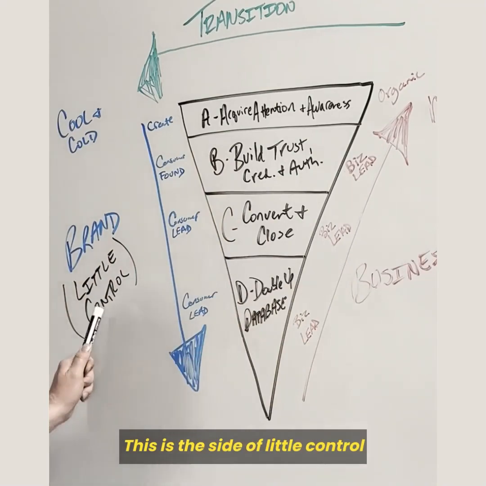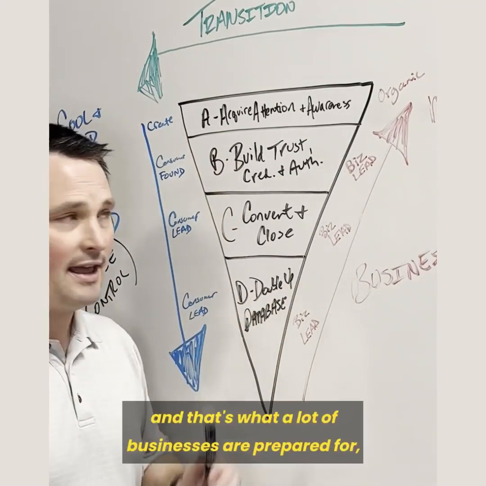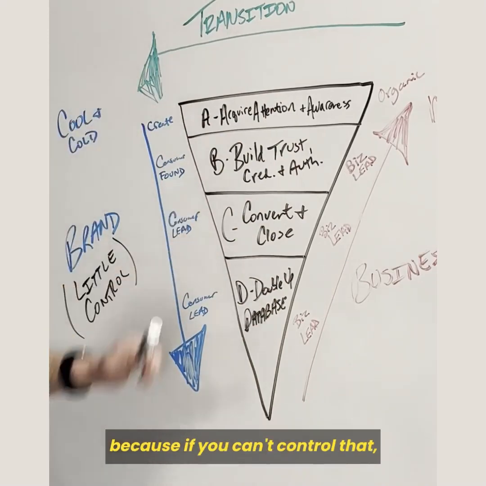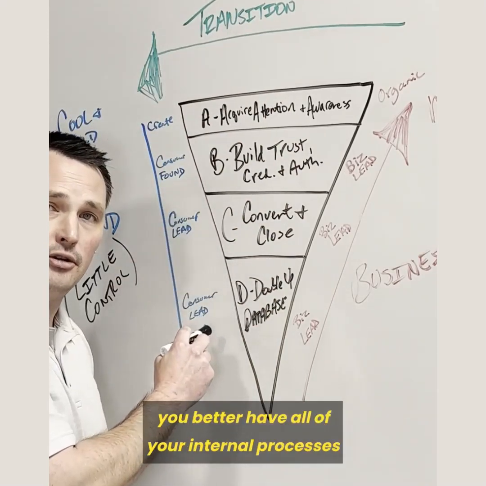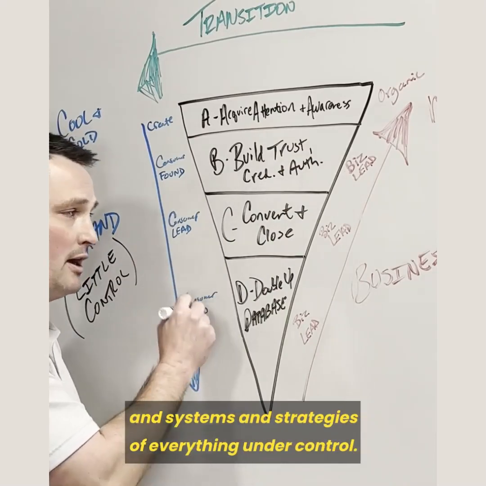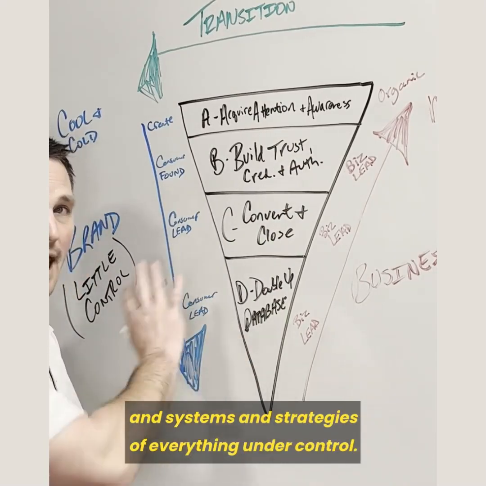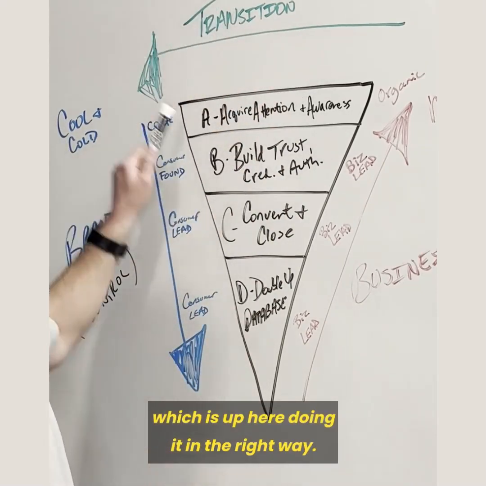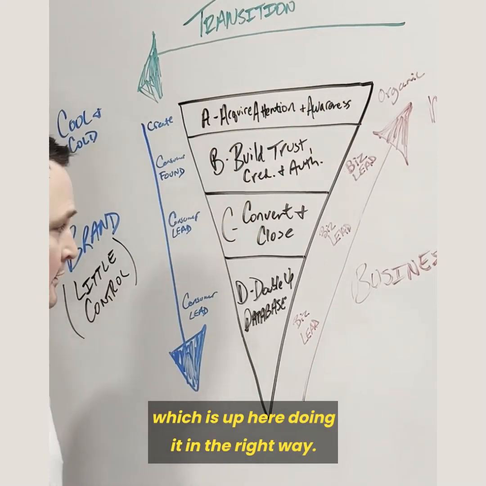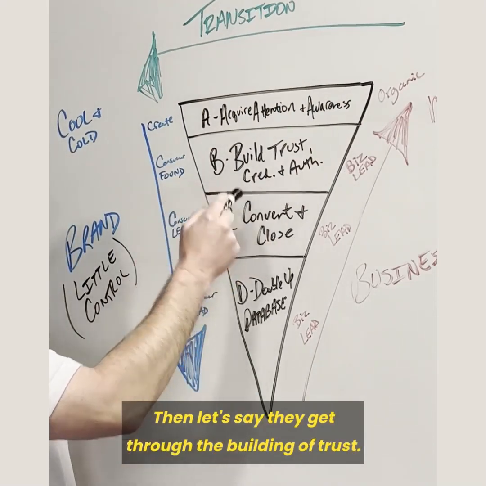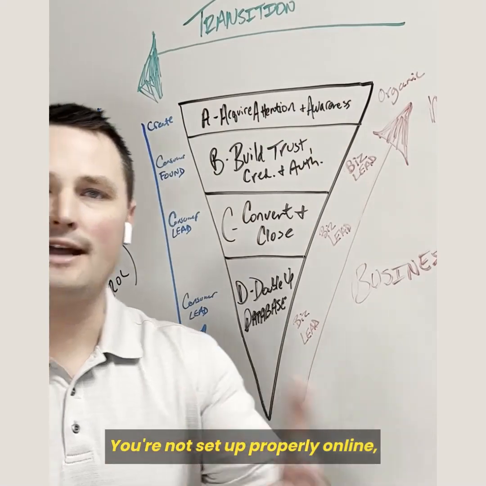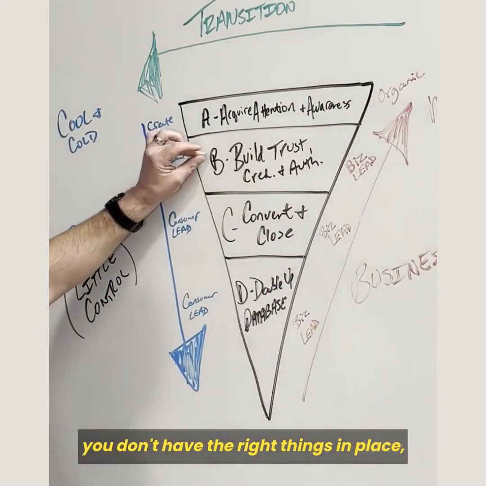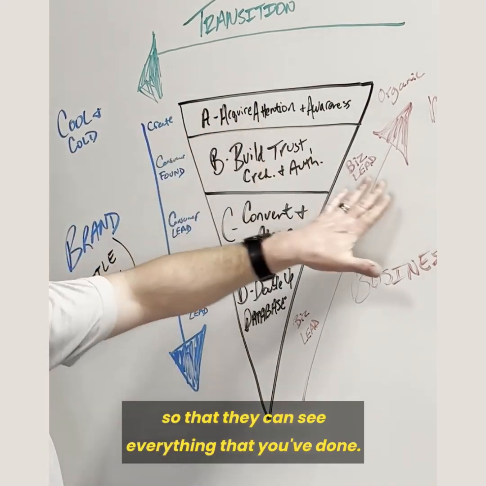This is the side of little control. And that's what a lot of businesses aren't prepared for. Because if you can't control that, you better have all of your internal processes and systems and strategies and everything under control. Control the things you can control, which is up here, doing it in the right way. Then, let's say they get through building the trust. Let's say they get to that. You're not set up properly online. You don't have the right things in place so that they can see everything that you've done.